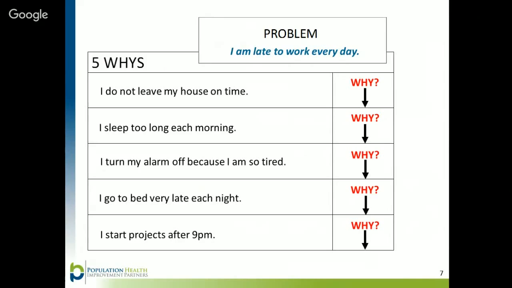You can work backwards with therefore to check your logic. I start projects after 9 p.m. Therefore, I go to bed very late each night. Therefore, I sleep too long each morning. Therefore, I do not leave my house on time. Therefore, I am late to work every day. So according to our analysis with the 5 Whys tool, we should be able to fix the problem of being late to work every day by starting projects earlier in the evening.